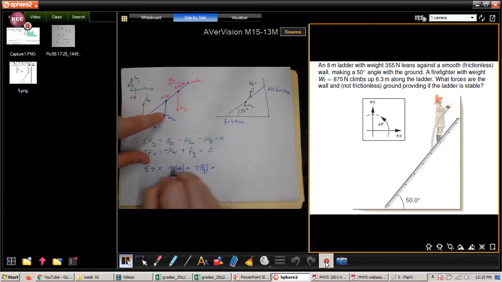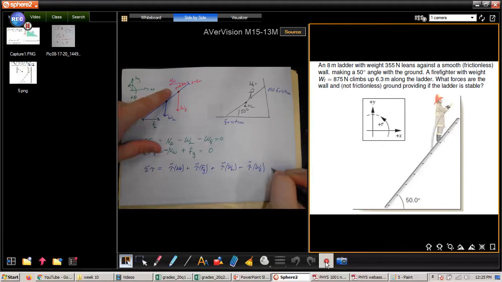Plus, now these are all vectors, so I'm just going to add all the vectors up. The torque of the ladder plus the torque of the firefighter plus the torque of the wall pushing back. And all of those equal 0.